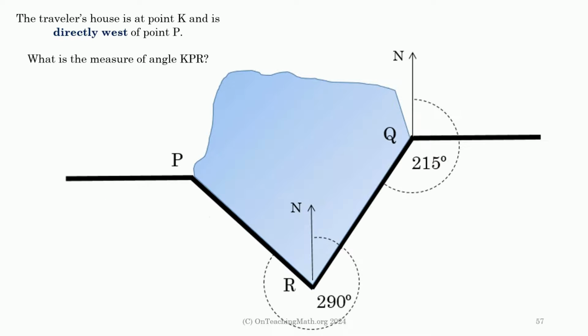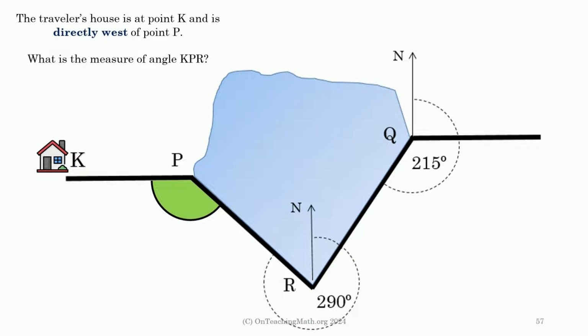So, part 3 says that there's a house somewhere directly west of point P. This goes west right here. So west to point P would be somewhere over there. And we're going to call that point K. And we have to figure out what is this angle right here.